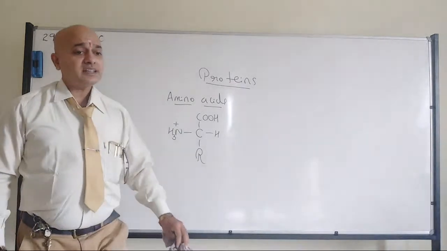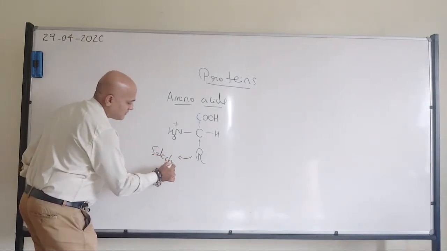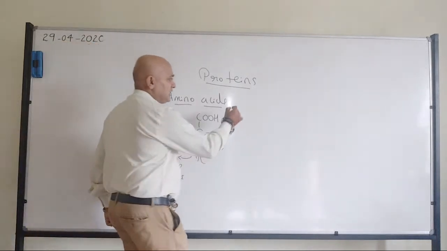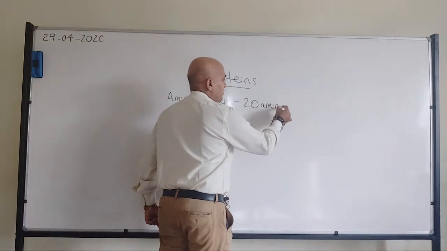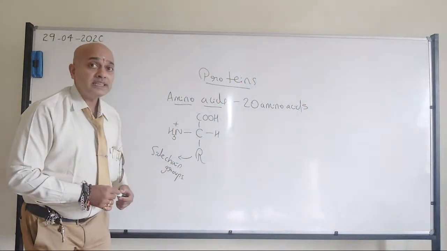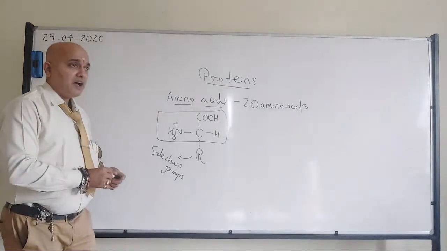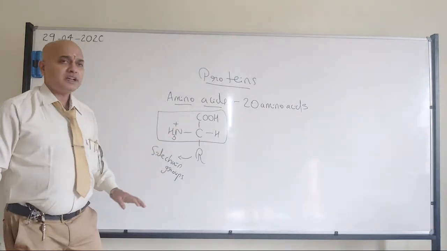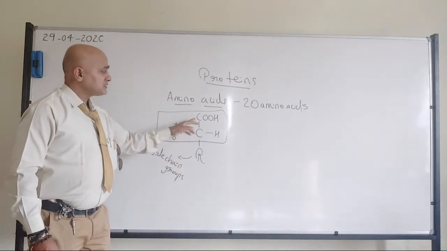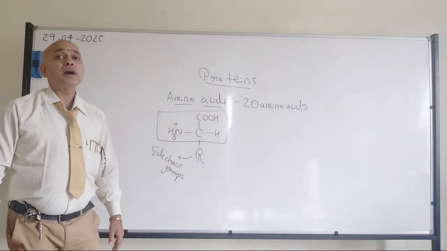Therefore, they are called side chain groups. It is variable, it is not constant. It varies from amino acid to amino acid, because in nature we have around 20 amino acids. All these 20 amino acids have this one constant: COOH, NH3 plus and hydrogen attached to the carbon. So that's where it is constant. Variation is with respect to R. Based on the type of R, we have 20 amino acids.